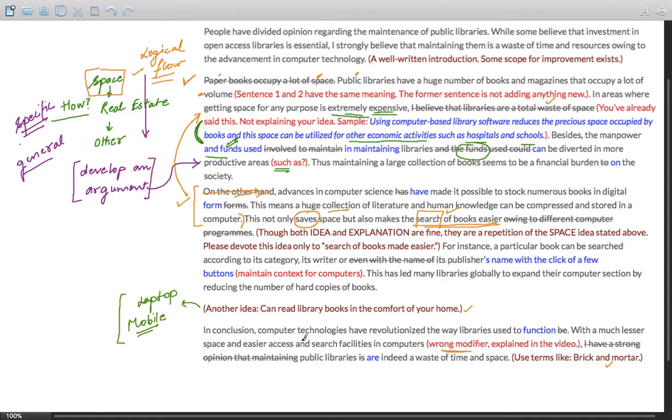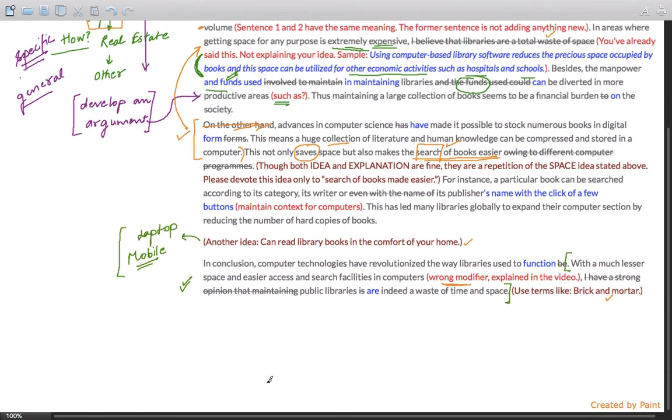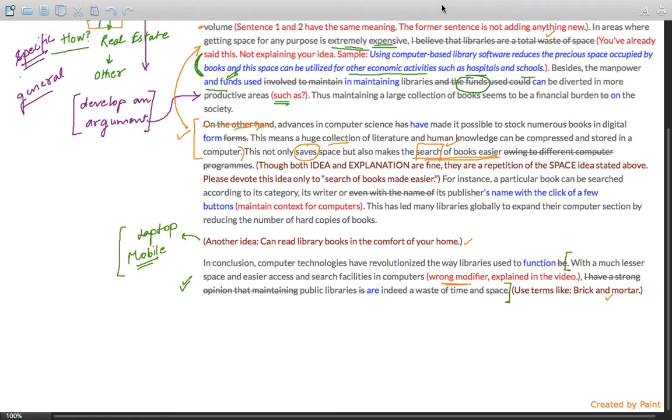And finally, let me come to the wrong use of modifier over here. This is extremely important. The student has written in this sentence, I would like to highlight the final sentence: "With a much lesser space and easier access and search facilities in computers, I have a strong opinion." Now, this is a problem over here. Let me explain.